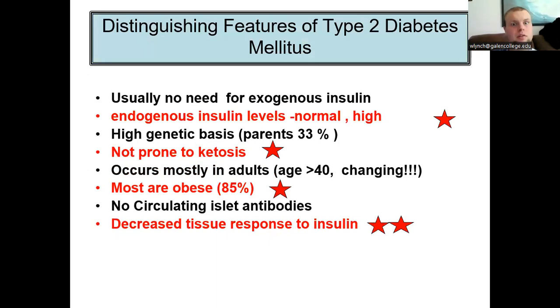Type 2 diabetes is going to be slightly different from type 1. This is about 80% of the diabetes cases that we see. Usually we're fine with making insulin. Pancreas is able to generate insulin at a normal level. However, it's because we have decreased sensitivity to insulin at the tissue level.